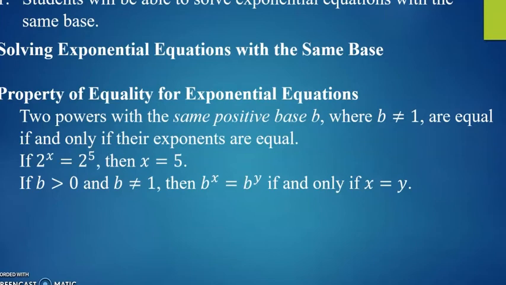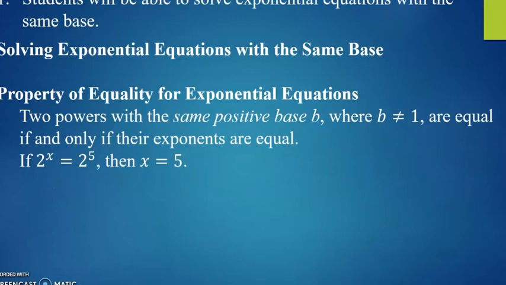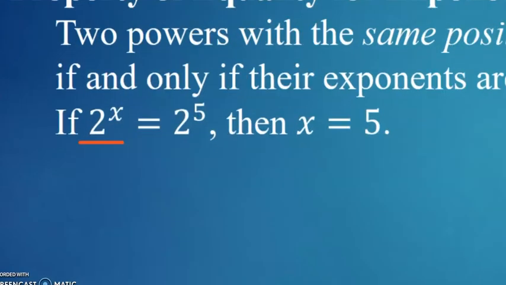First, two powers with the same positive base b, where b is not equal to 1, are equal if and only if their exponents are equal. Okay guys, look here at the example: 2^x equals 2 to the fifth power. As you can see, there is a base 2 here and a base 2 there. It means they are the same, right? The 2 and 2, so the bases are the same.